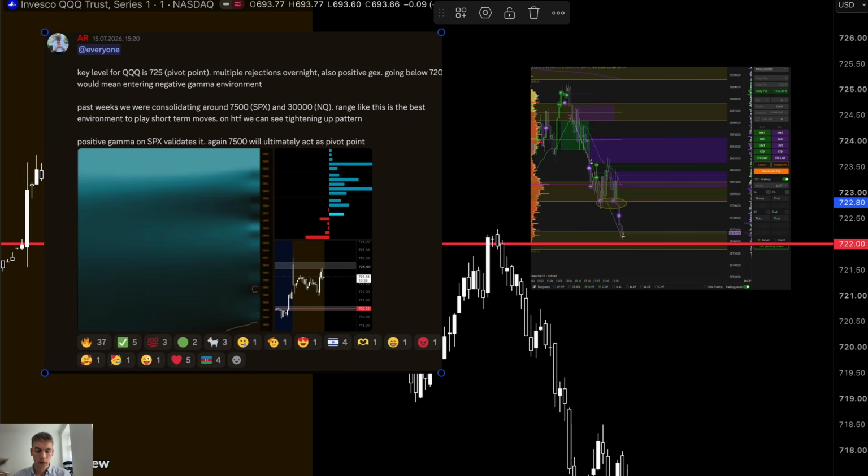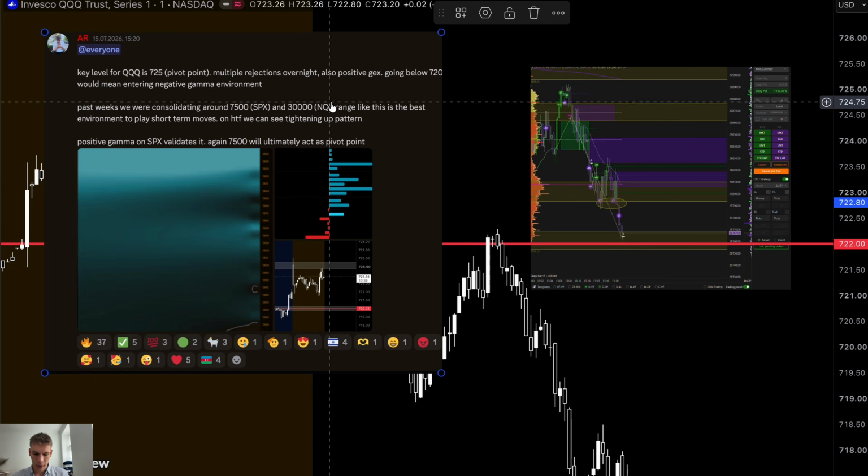So now let's go over the actual trade example. Let's put it all together. This is going to be Wednesday, 15th July. And here's my pre-market routine. I said that the key level for QQQ is 725. It's going to be a pivot point, with multiple rejections overnight, also positive gamma exposure. Going below 720 would mean entering a negative gamma environment.